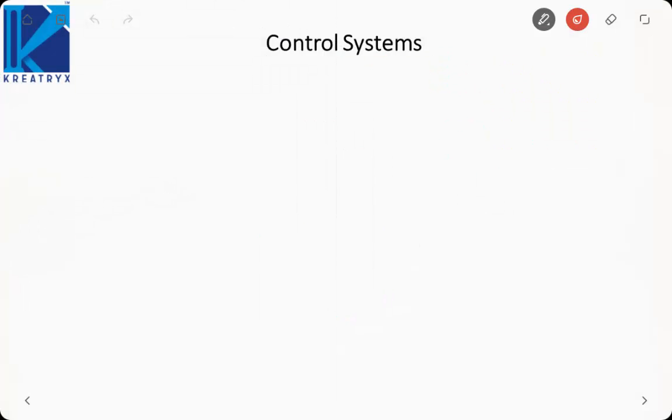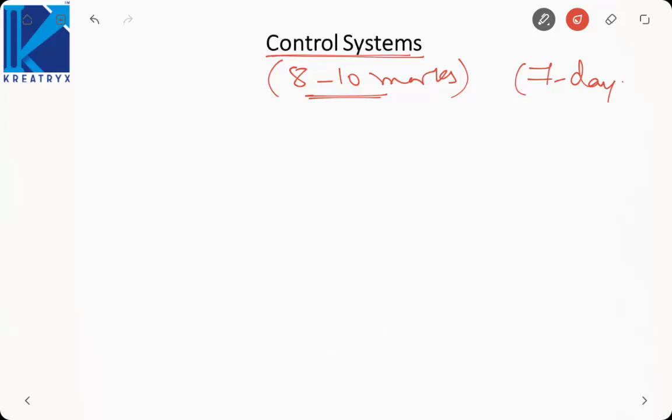The next subject that you should try is control systems. Control systems is also very important. 8 to 10 marks weightage is given to control systems. Yet it is not a very bulky subject, so you can easily cover it in 7 days. The most important topic in control systems is frequency response, which involves Nyquist plot, Bode plot. Almost every year there is a problem based on Bode plot.